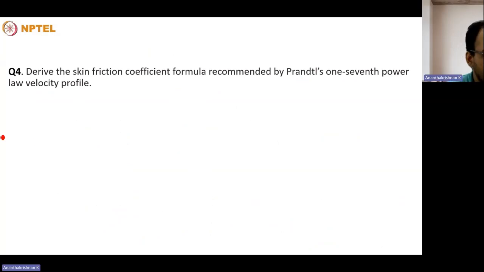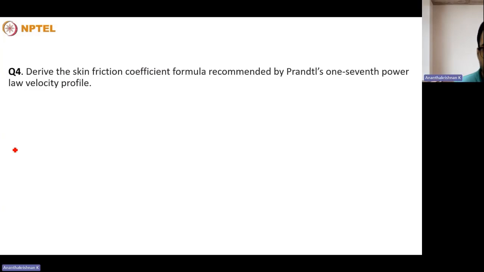Looking at the fourth problem, this is also a derivation for the skin friction coefficient formula recommended by Prandtl's 1/7 power law velocity profile. So the velocity profile u by u infinity takes the 1/7 power law form, and we can write that u plus is equal to u plus.